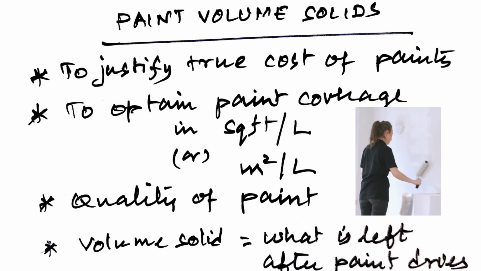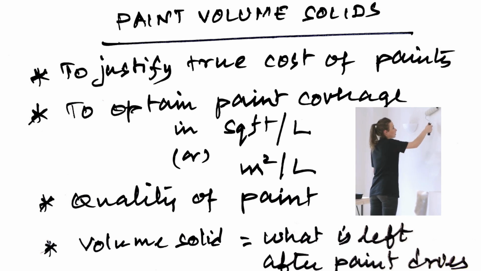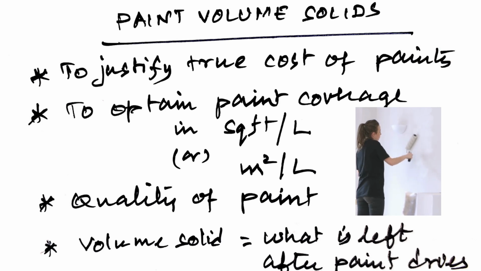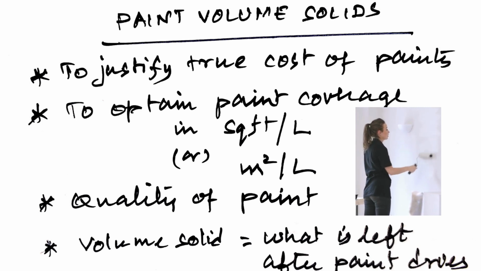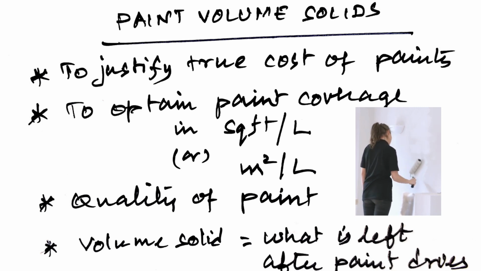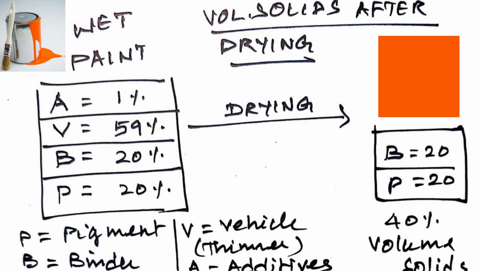See, paint volume solids is a very useful parameter to justify the true cost of paints. It is also useful to obtain the paint coverage in square feet per liter or square meter per liter. Thereby we can determine the quality of the paint and the painting also. The volume solids should be understood as what is left after the paint dries. I have explained it here with a simple illustration.